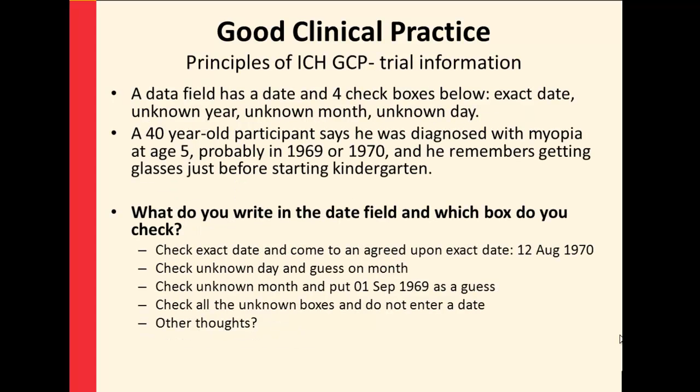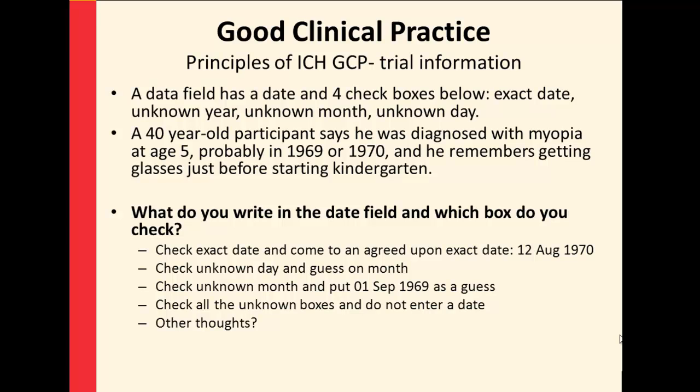So here's an example of something that might not be clear. This is on one of our forms right now. A data field has a date and then 4 check boxes below that. One of them says exact date, the other ones say unknown year, unknown month, unknown day. Okay? So now you have a 40-year-old who comes in, they're diagnosed with nearsightedness at the age of 5, probably in 1969 or 1970, and he remembers getting glasses just before starting kindergarten. Now you're supposed to document that.